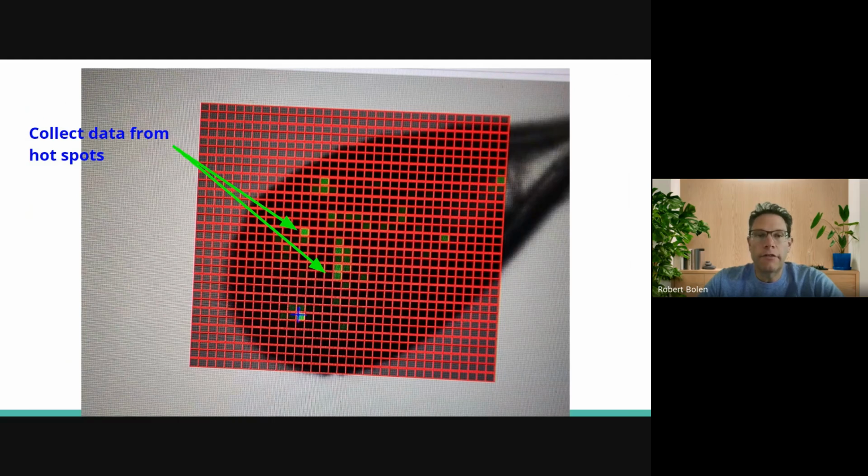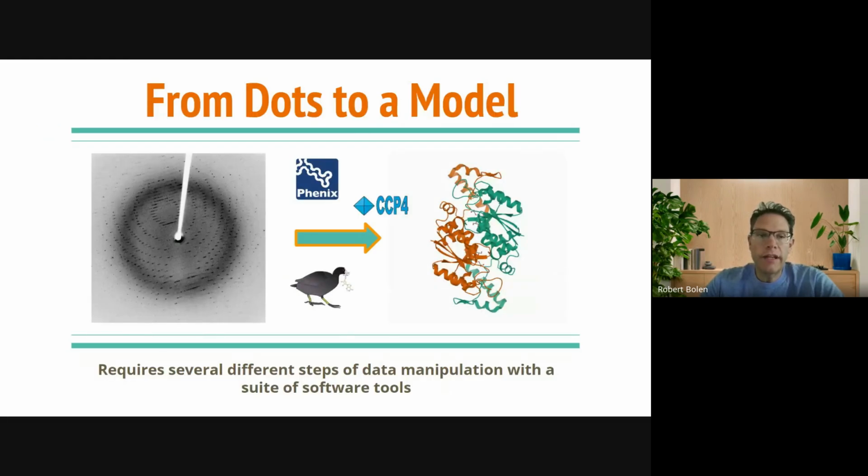So once we get that diffraction data, and again, we get that data by collecting data from the hotspots. So this is a crystal with a grid placed over it for what's known as a raster collection. And each of these little points of green indicates where there might be some good diffraction data. Okay. Once we collect that data, we then need to go from the dots to the model.